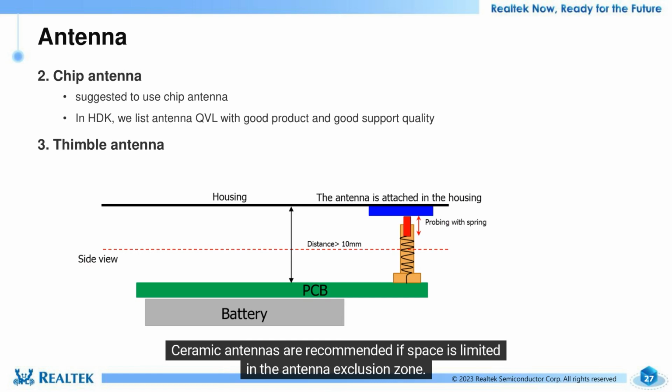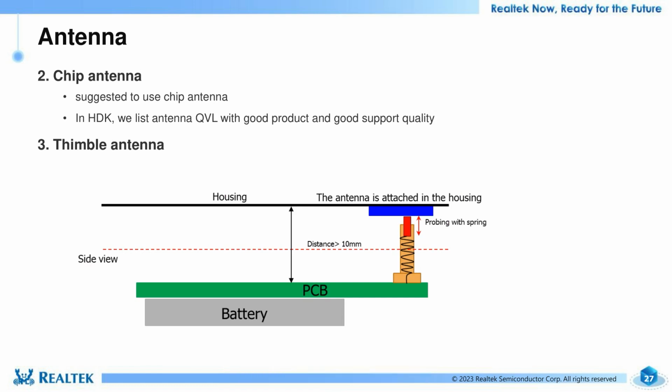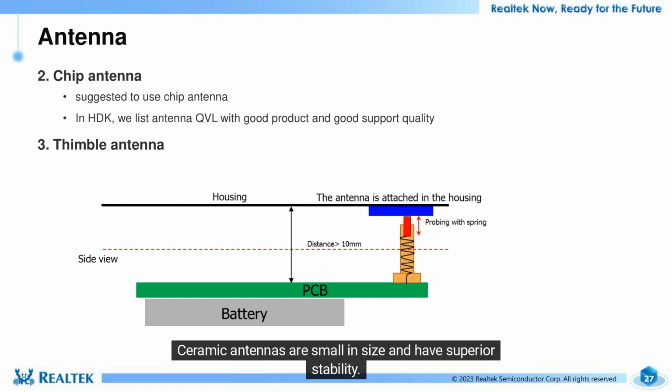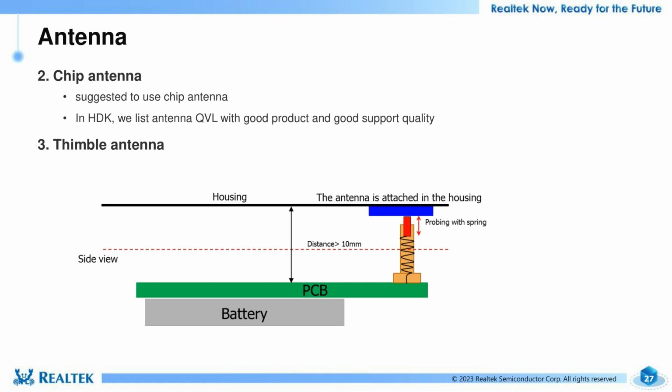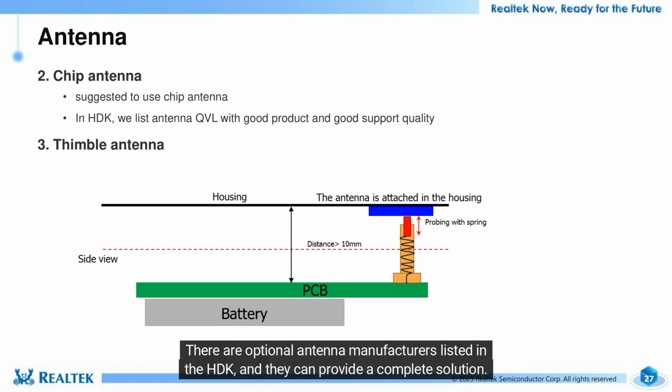Ceramic antennas are recommended if space is limited in the antenna exclusion zone. Ceramic antennas are small in size and have superior stability. It is recommended to use an antenna with a larger package. There are optional antenna manufacturers listed in the HDK, and they can provide a complete solution.